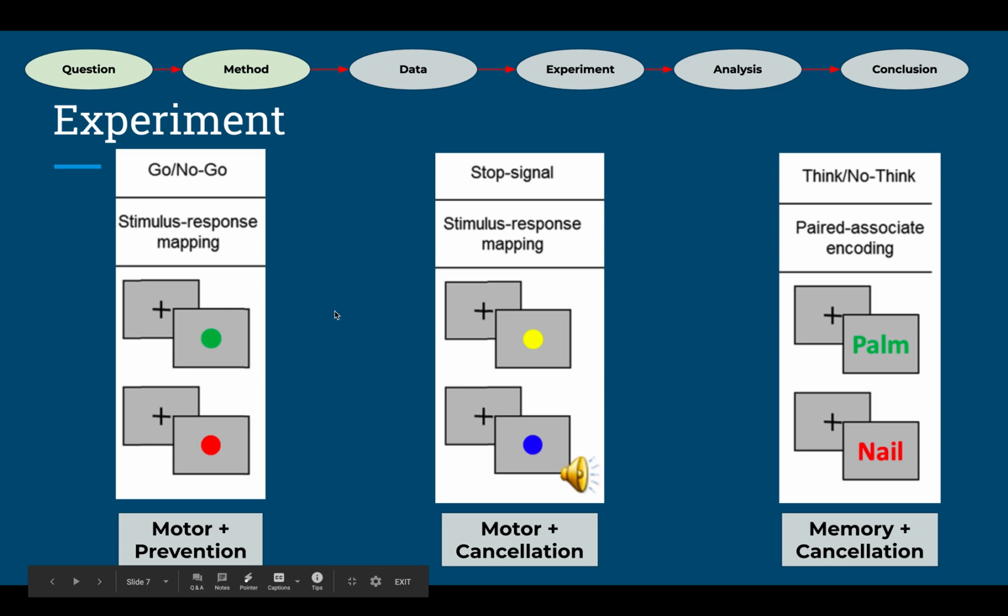Setting up the right experiments to answer these questions is critical. So the author chooses three tasks that overlap domains and process. The domains of the memory and the motor, and the process of prevention and cancellation.